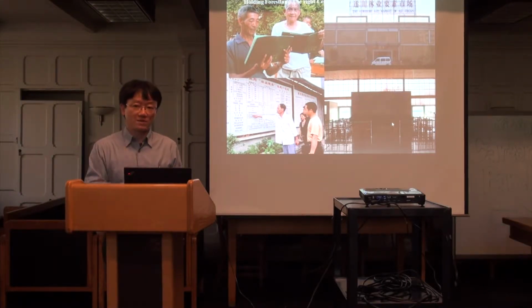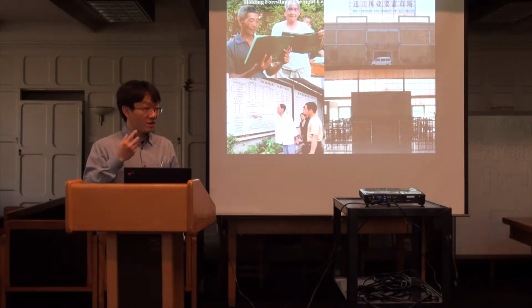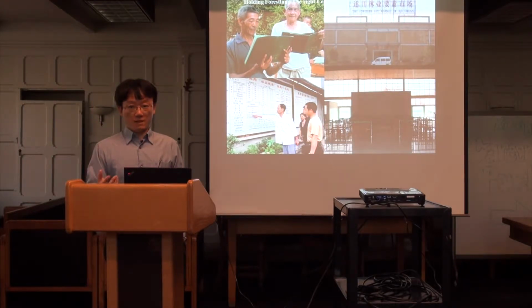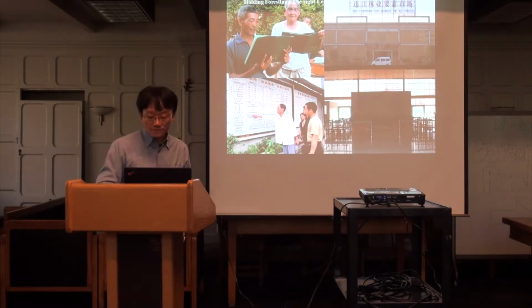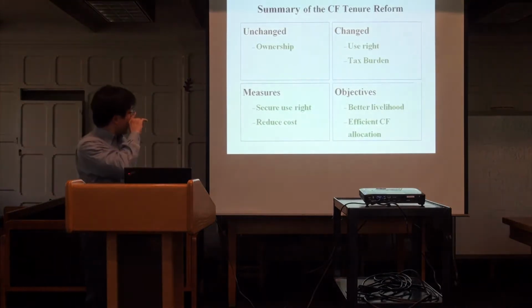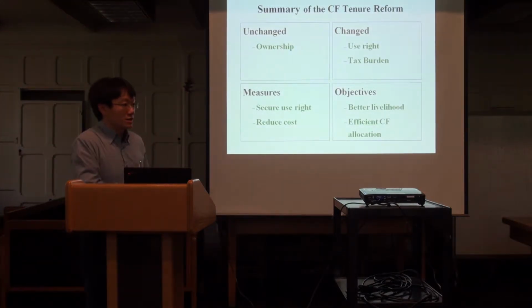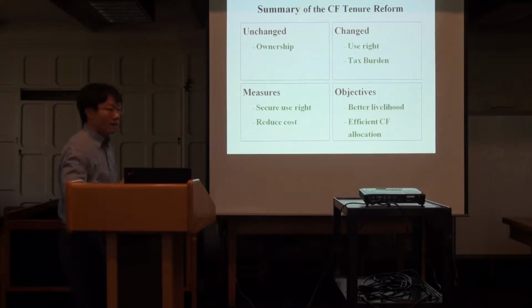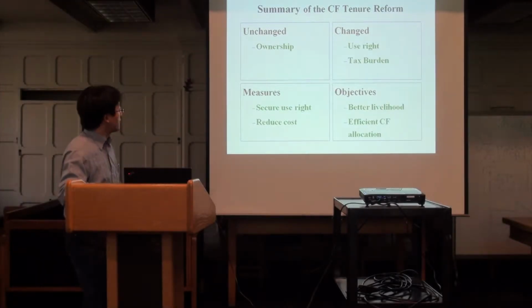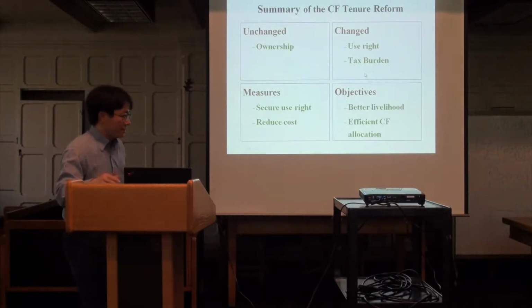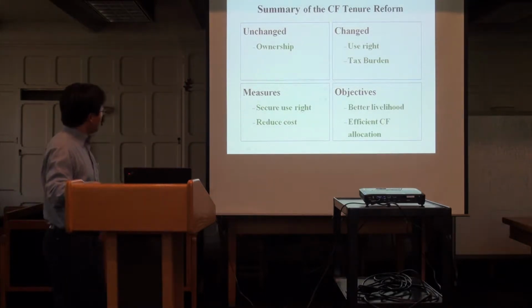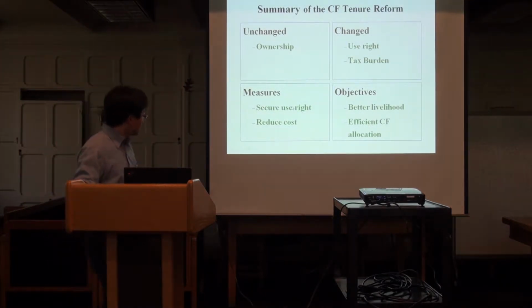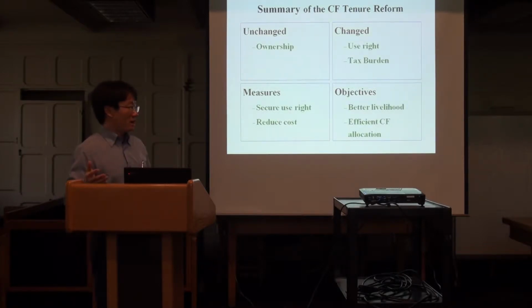Actually, this is a place for auction or bidding of the forest land. That's also for the use right. Okay, so if we make a summary, through the collective forest land reform, what changed is the ownership, the use right of the forest land, and also the reduced tax burden. The measures try to secure the use right of collective forest for the farmers and reduce the cost for the farmers.